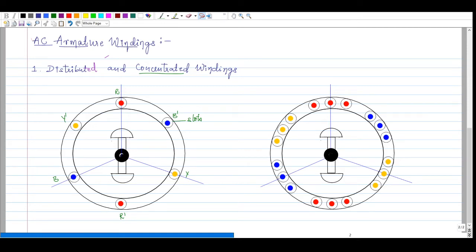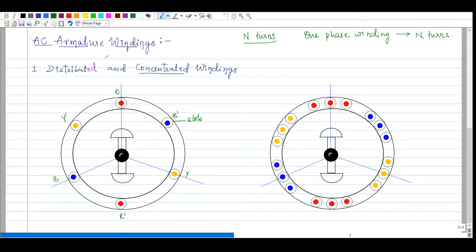So in this lecture, we will understand the difference between distributed and concentrated windings. In the previous video, we have seen that the AC armature winding consists of n number of turns. The windings are made up of coils and each coil is made up of a few turns. So we can say that one phase winding may consist of n number of turns.